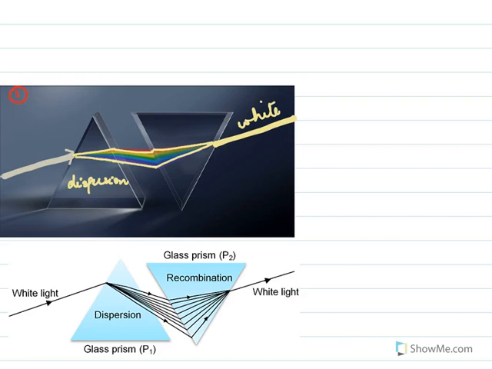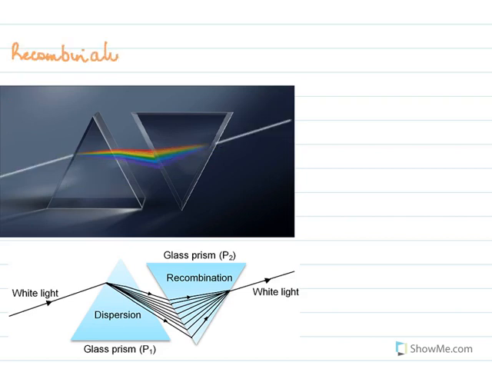This phenomena is called recombination of the spectrum. Recombination of spectrum: when the different colors of the spectrum combine and give white light again.